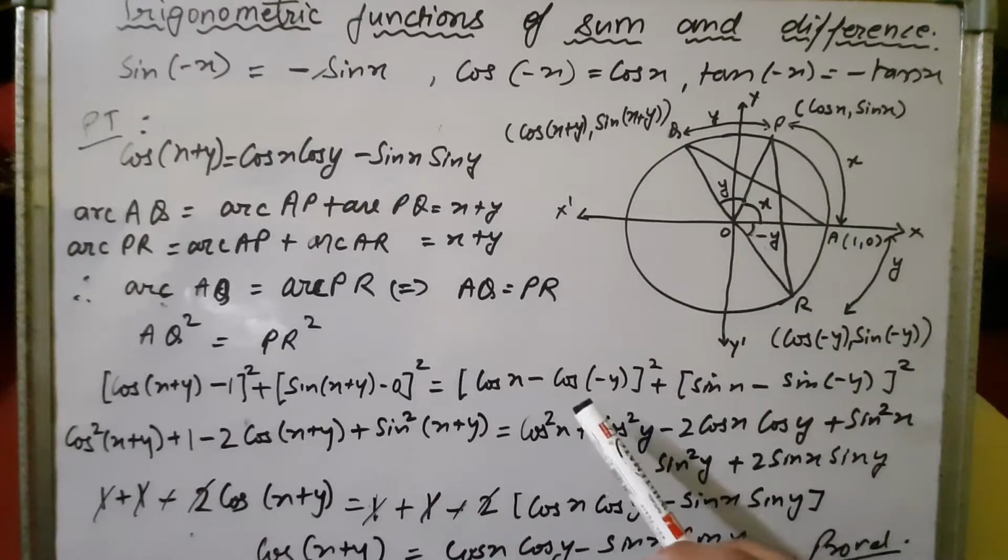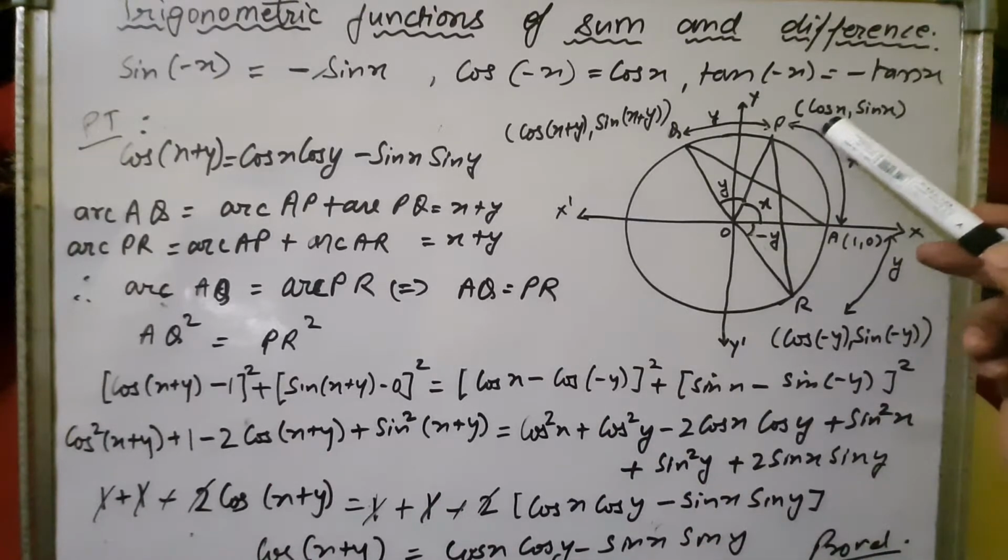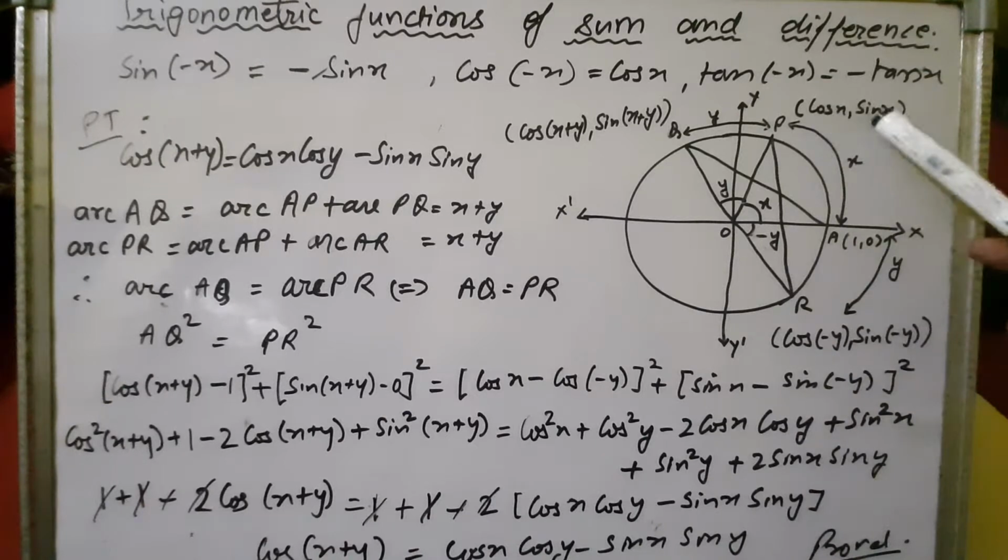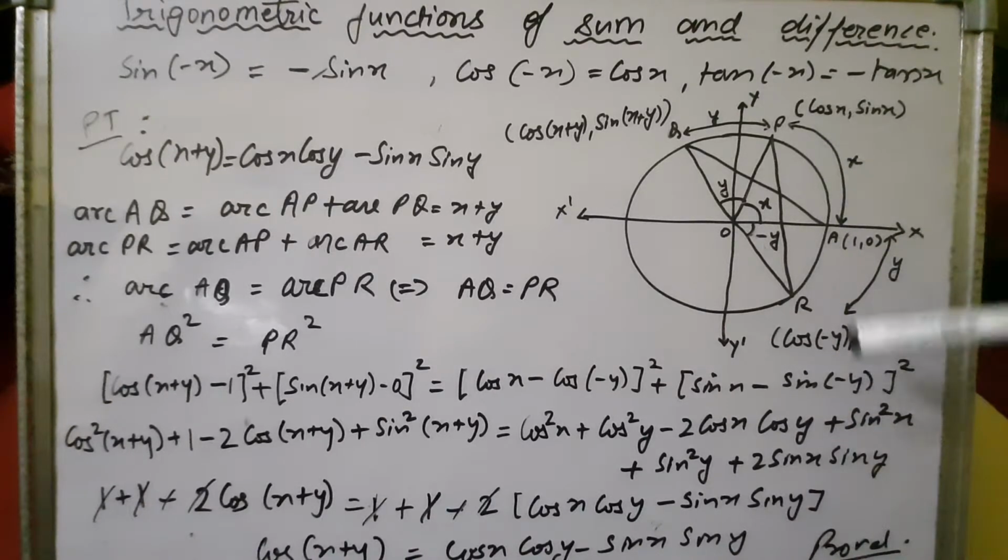Now I am finding the length of PR here. So for this, suppose these are x1, y1 and x2, y2. It will be x2 minus x1 to the whole square plus y2 minus y1 to the whole square.